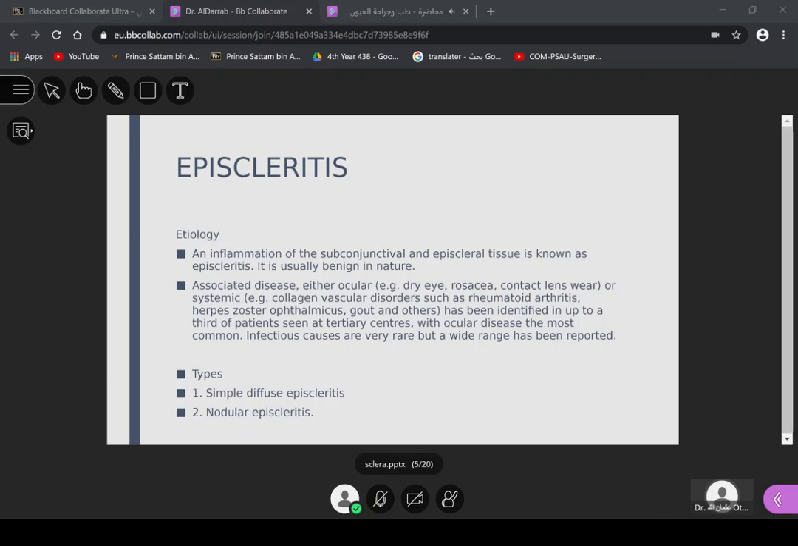It's associated with other ocular conditions like rosacea, contact lens wear, or a systemic disease. It's very important to know about systemic involvement of the sclera and episclera, especially rheumatoid arthritis, gout, and rheumatological diseases, which most likely come with scleritis or episcleritis. It has been identified in up to a third of patients seen at tertiary centers. Types are simple diffuse or nodular episcleritis.